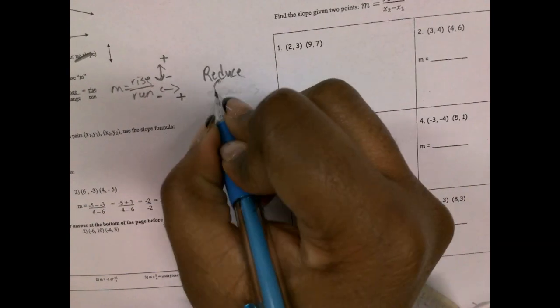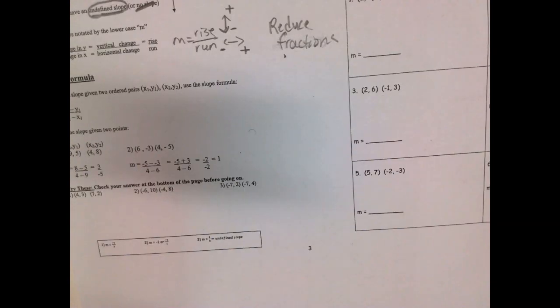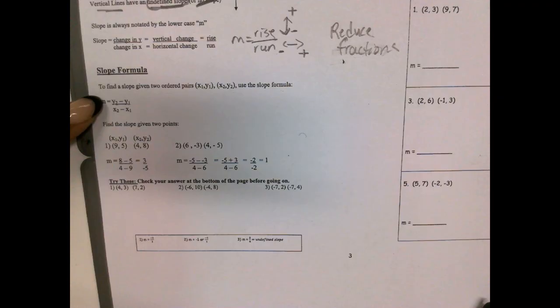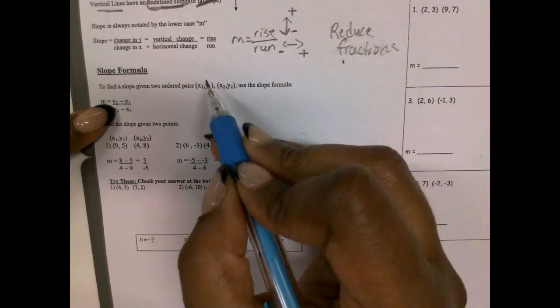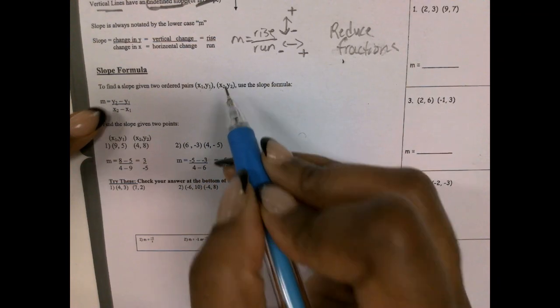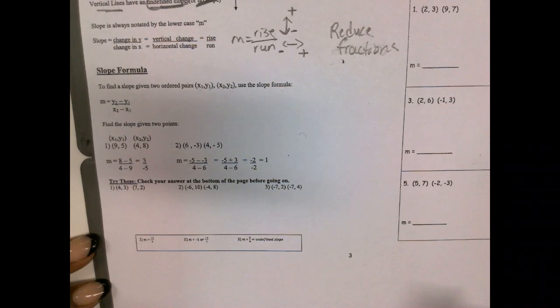All right, so we're reducing fractions. Okay, when we're using the slope formula, do not forget that your first point you label as X1, Y1. The second point, X2, Y2. Any questions, comments, or concerns?